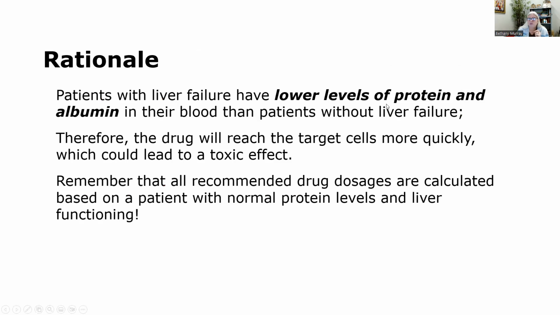Patients with liver failure have lower levels of protein and albumin in their blood than patients without liver failure. That means that protein-bound drug is looking for protein and can't find it. So it's not binding with protein molecules, so there will be more drug available floating around that will reach the target cells more quickly, which could lead to a toxic effect. Any liver disease puts a person at risk for a toxic effect. All recommended drug dosages are calculated in research trials on a healthy young adult with normal protein levels and normal liver functioning.